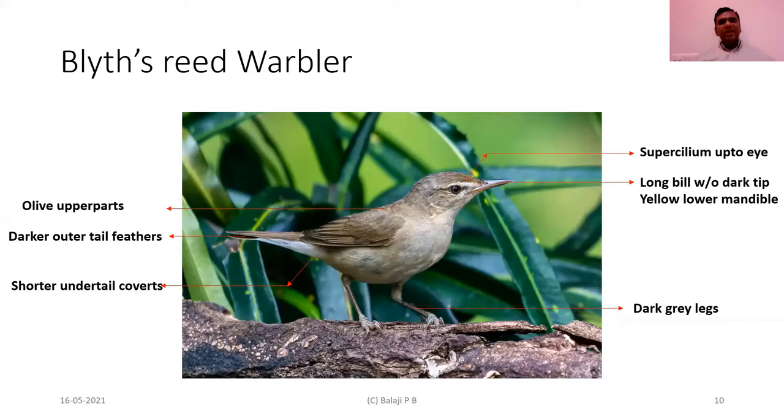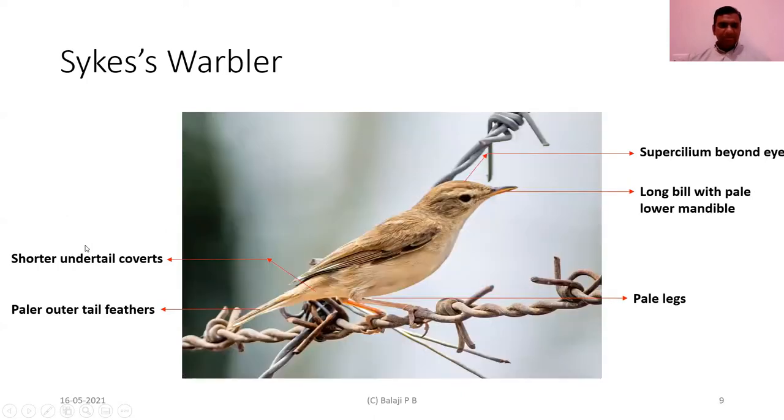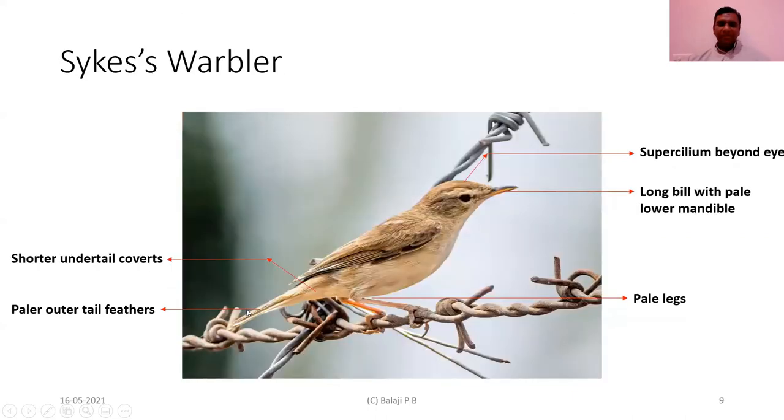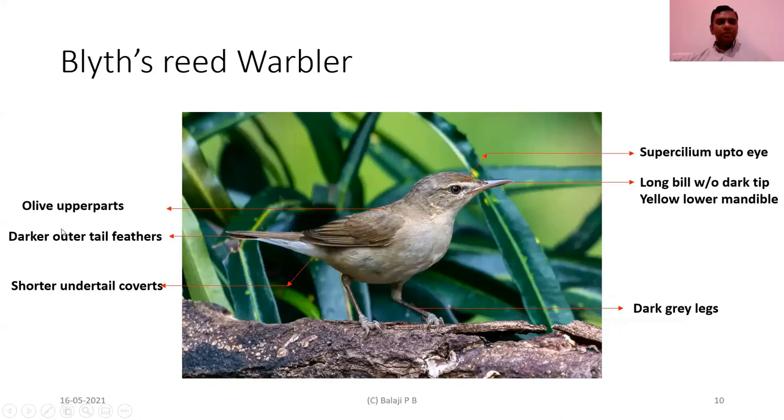If you look at the Blyth's reed warbler, which is the other more common warbler you can find everywhere, it typically has very olive looking upper parts. It's not a pure brown, it's more olive. Some of the older individuals of Blyth's reed can also look olive, so we need to be a little careful. And when it comes to the tail feathers, the Blyth's reed warbler's look very dark. Whereas the Sykes's has very pale outer tail feathers. The booted also has very pale outer tail feathers. So the darker outer tail feathers you'll see in Blyth's reed warbler.